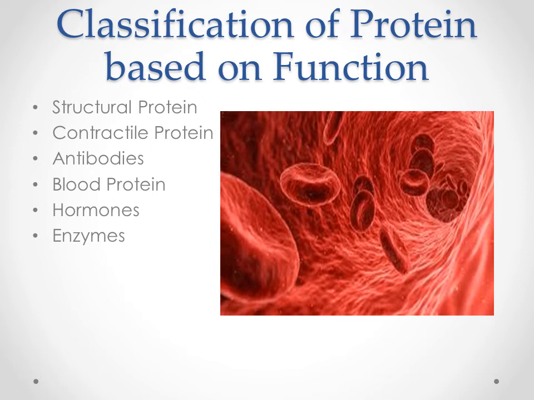Protein classification according to function. Number one is structural protein, such as collagen in connective tissues. Contractile protein, such as myosin present in muscle. Antibodies, gamma globulin, which make up the immune system. Blood proteins: albumin, fibrinogen, hemoglobin. And hormones like insulin, thyroxine, and gastrointestinal peptides work as regulators. Enzymes: all enzymes of digestion and cell metabolism.